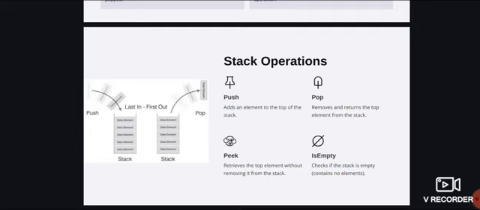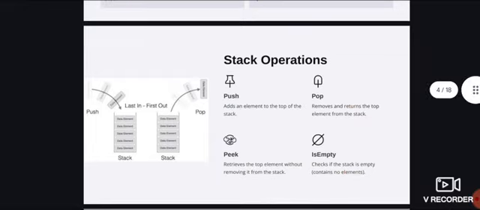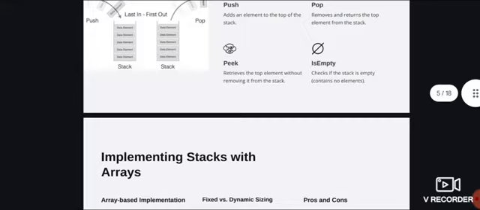The pop operation removes only the top element of the stack. Peek retrieves the top element without removing it from the stack. By using the peek operation, we can see the top element without removing it. isEmpty function checks if the stack is empty or not. Again I have another function called isFull. It checks if the stack is full or not. If the stack is full, then it is stack overflow. If the stack is empty, then it is stack underflow.